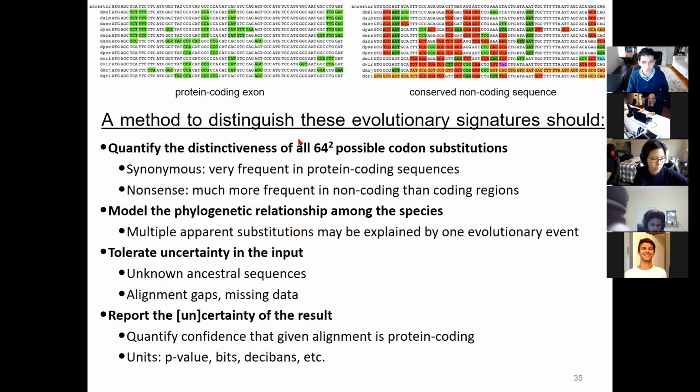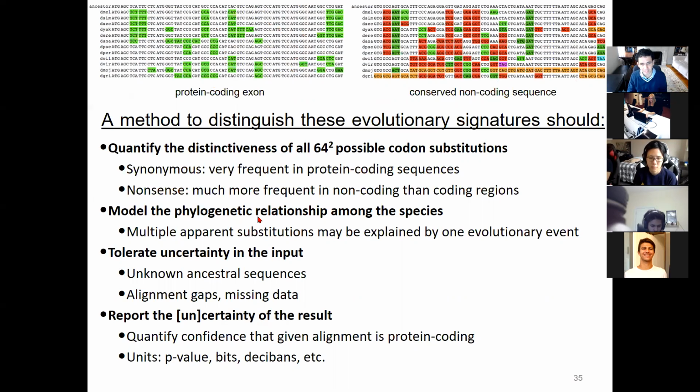So how do we distinguish protein coding versus non-coding constraint? What we're looking for is a method that can quantify the distinctiveness of all 64 by 64 codon substitutions. Why? Because there are 64 possible codons, and any of them can be changed into any one of the 64 possible codons. So for synonymous substitutions, we would expect them to be very frequent in protein coding regions. And for nonsense, for example, we would expect them to be much more frequent in non-coding than coding.